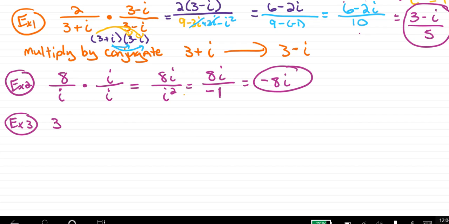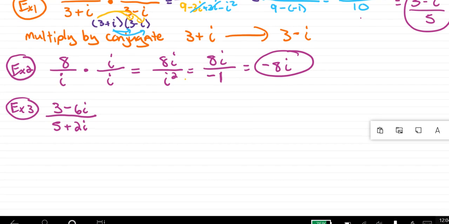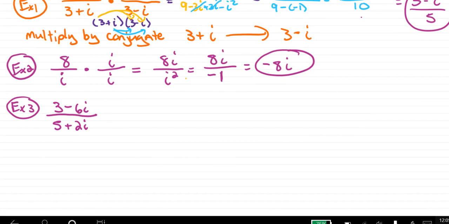For example 3, let's take 3 minus 6I over 5 plus 2I. So this one's a little bit harder than the first example we did. The reason this one's a little harder is because we have complex numbers for both the numerator and the denominator. So when we have these complex numbers for both, we still only care about the denominator. We don't care if the top is complex or has a radical, that's fine. The issue is if the denominator is complex or has a radical. That's where it's improper in our math world.